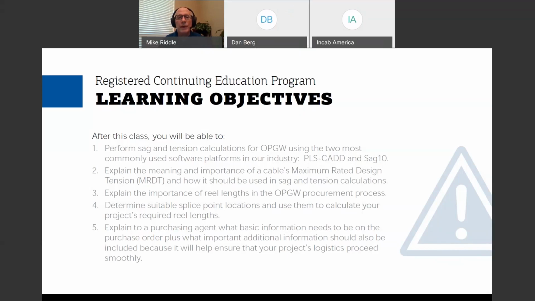Closely related to real lengths is doing splice point location, so we're going to talk about that. And then we're going to close with just a couple tips on things that you should include in your purchase order to help ensure that the project logistics go smoothly. So let's get going. Oh, I almost forgot to mention.